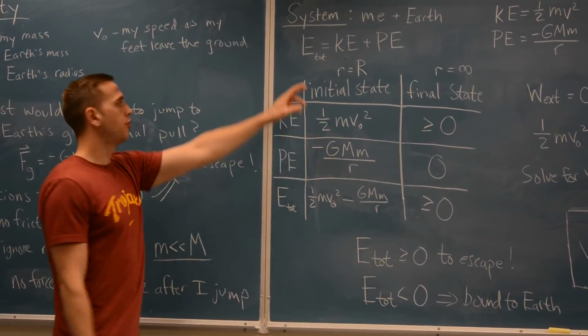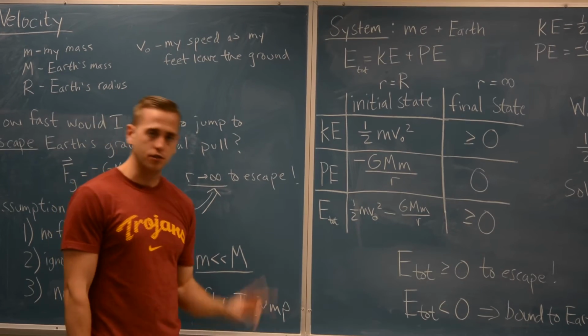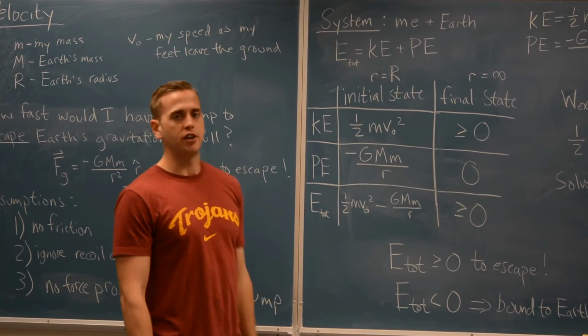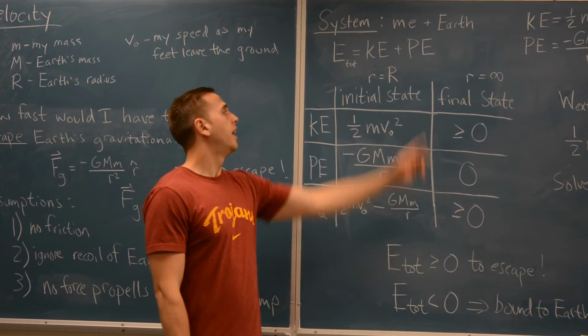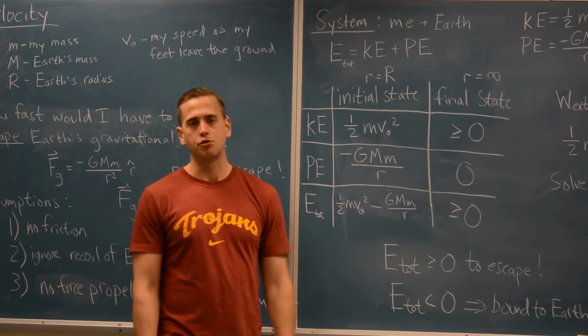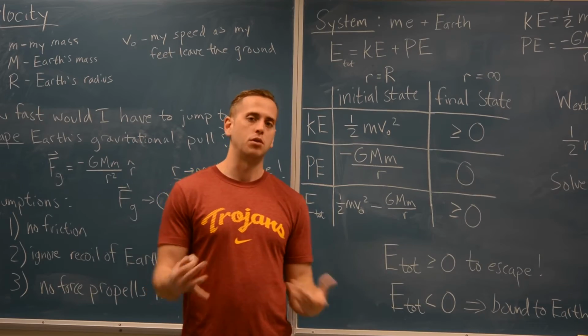Okay, so the total energy of this system consists of two terms. One of them is a kinetic energy term, which describes how fast things in the system are moving, and the other is a potential energy term, which describes how things in the system are interacting with each other.